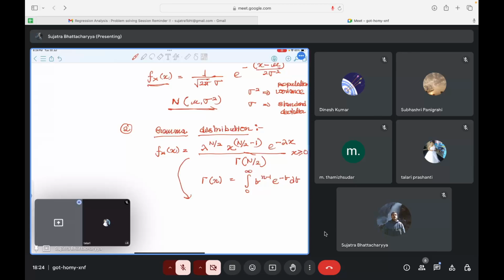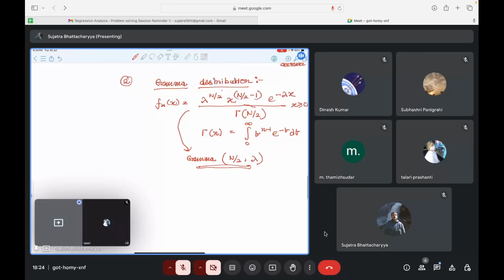This distribution is written as gamma of n/2 and lambda. In place of n/2 you can use n, it can be many things, so the way of writing the distribution will differ. When you replace n/2 and lambda with some values, it becomes a different distribution. Let me tell you this: if we take n equal to 1 and lambda equal to half, what will happen? It becomes gamma of half comma half. This is nothing but the chi-square 1 distribution.